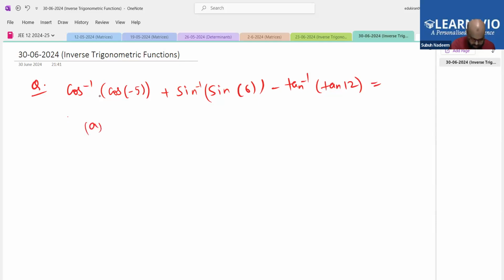Option A, 3 pi minus 11, option B, 4 pi minus 9, option C, 4 pi minus 11, option D, 3 pi plus 1.